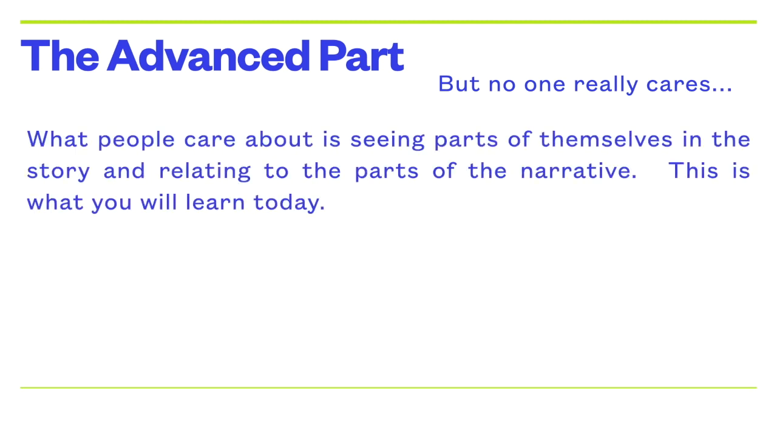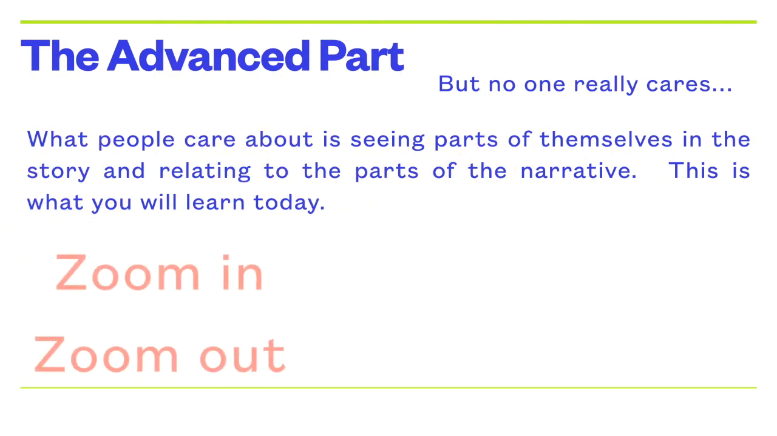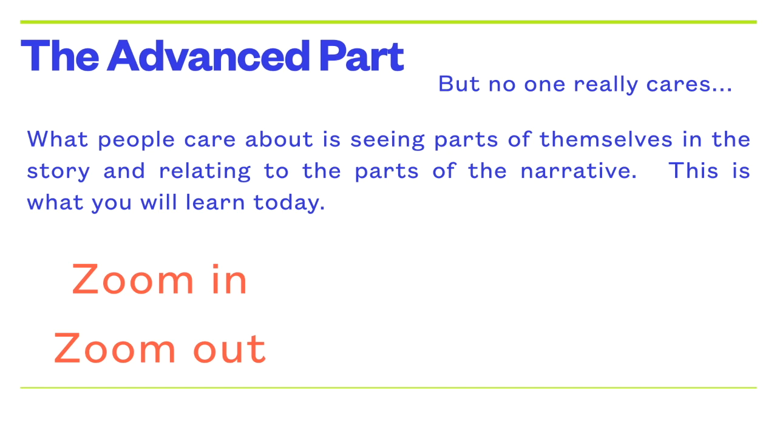The advanced part of writing, what moves you up to be a better writer, is the human part. What people care about is seeing themselves in the story and relating to parts of the narrative. This is what you're going to learn today. So some people call this zooming in and zooming out. If you've ever used a camera in your life, you can kind of understand that analogy.